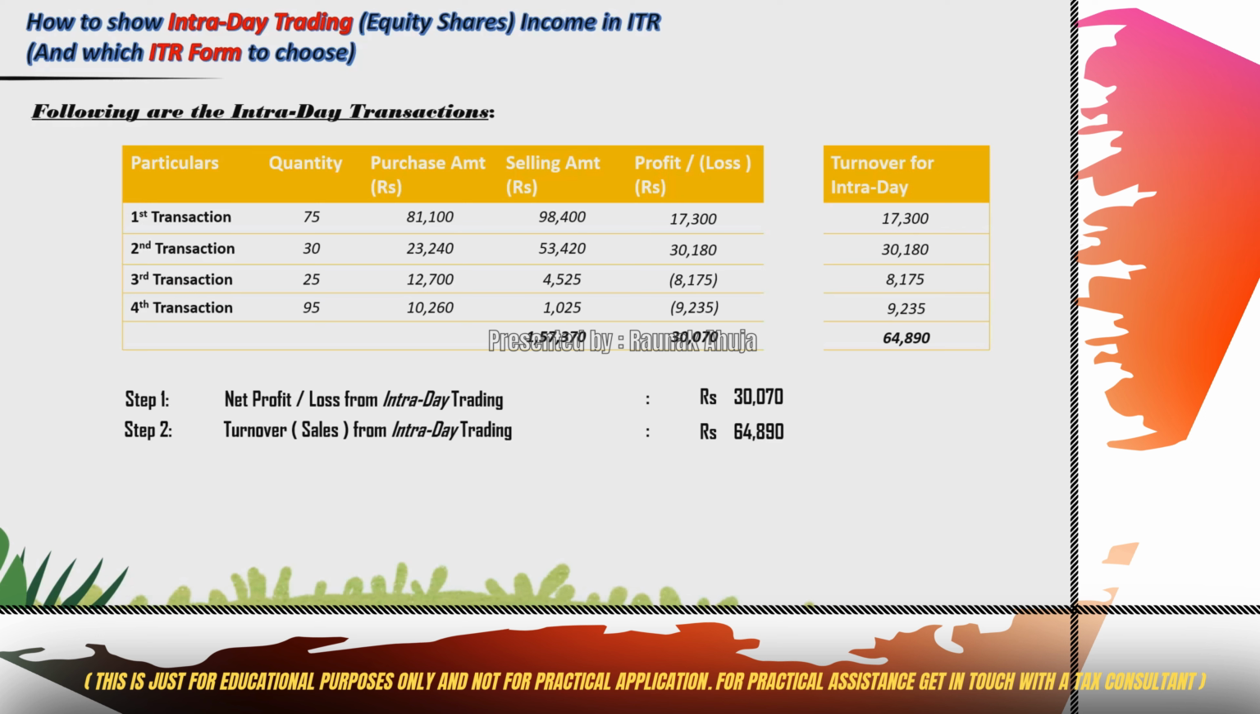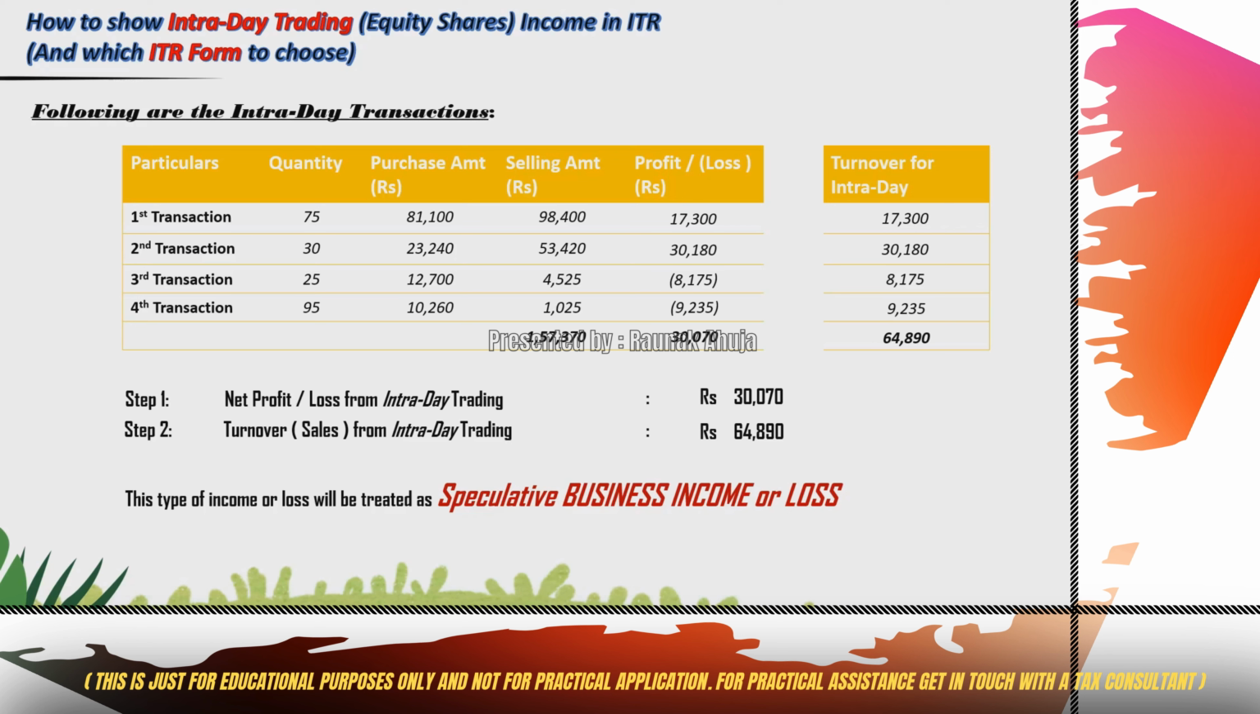Now, the big question is, which ITR form is to be chosen in case of intraday transactions? The intraday transactions are nothing but business transactions as per the Income Tax Act. To be very specific, the incomes or losses that we earn through intraday transactions are nothing but speculative business income or loss. Yes, you heard that right. Any income or loss that is earned through intraday transactions is to be considered as business income. And to be very specific, it's a speculative business income.